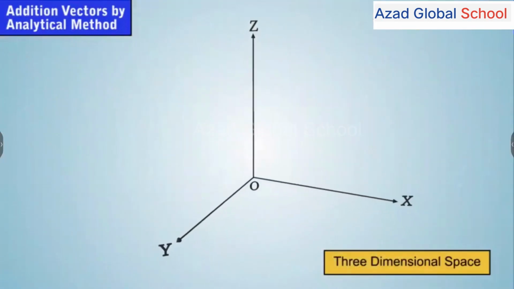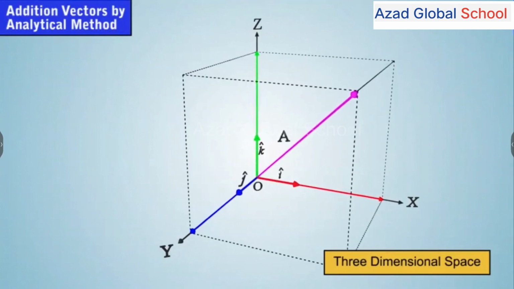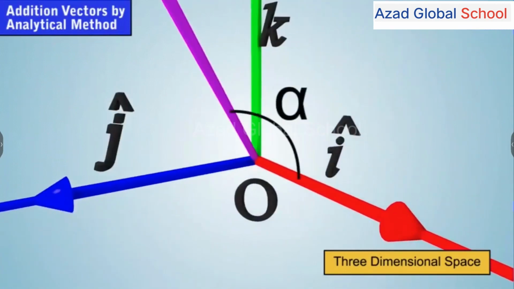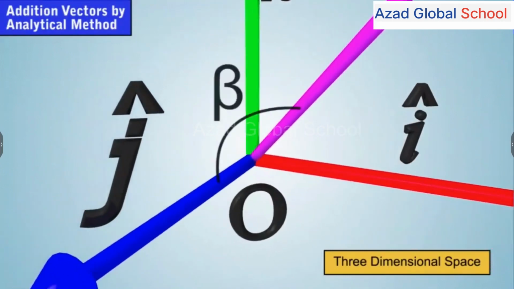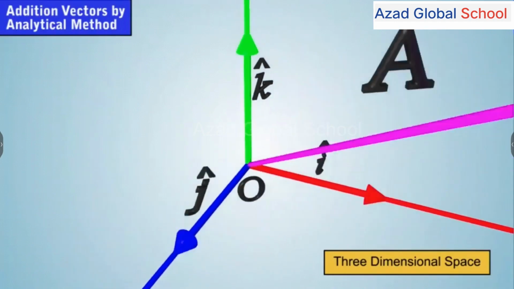Now, let's discuss the vectors in three-dimensional space. Create x, y, and z coordinate axes passing through point O. Then represent a vector A passing through O. Here, alpha is the angle between vector A and the x-axis. Beta is the angle between vector A and the y-axis. And gamma is the angle between vector A and the z-axis.